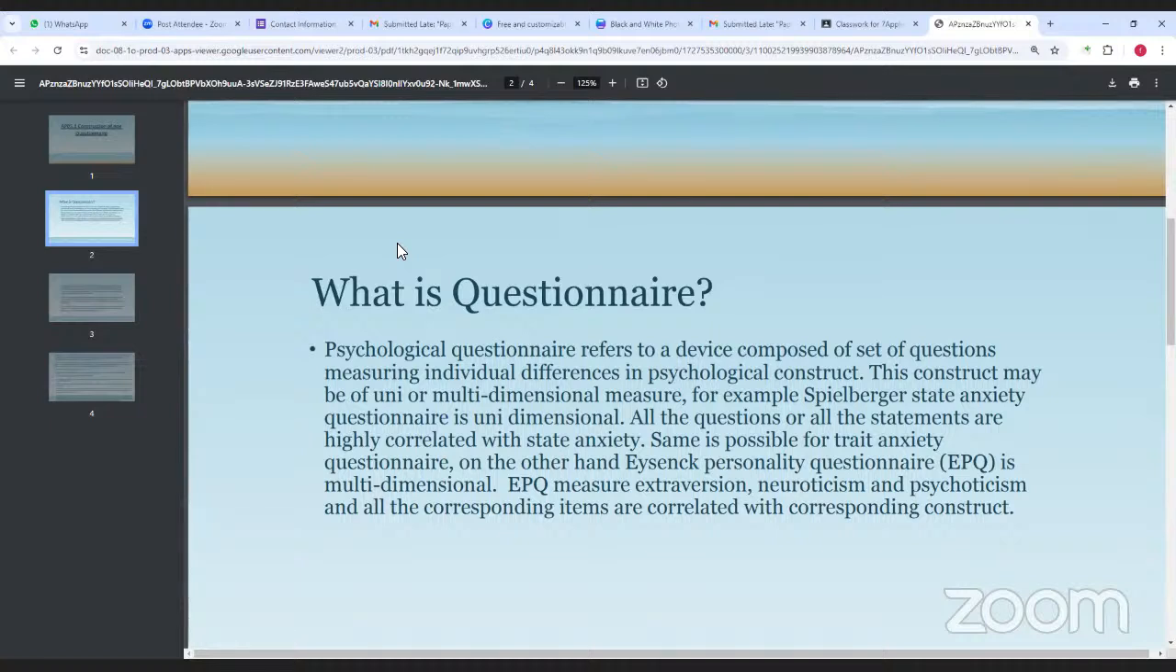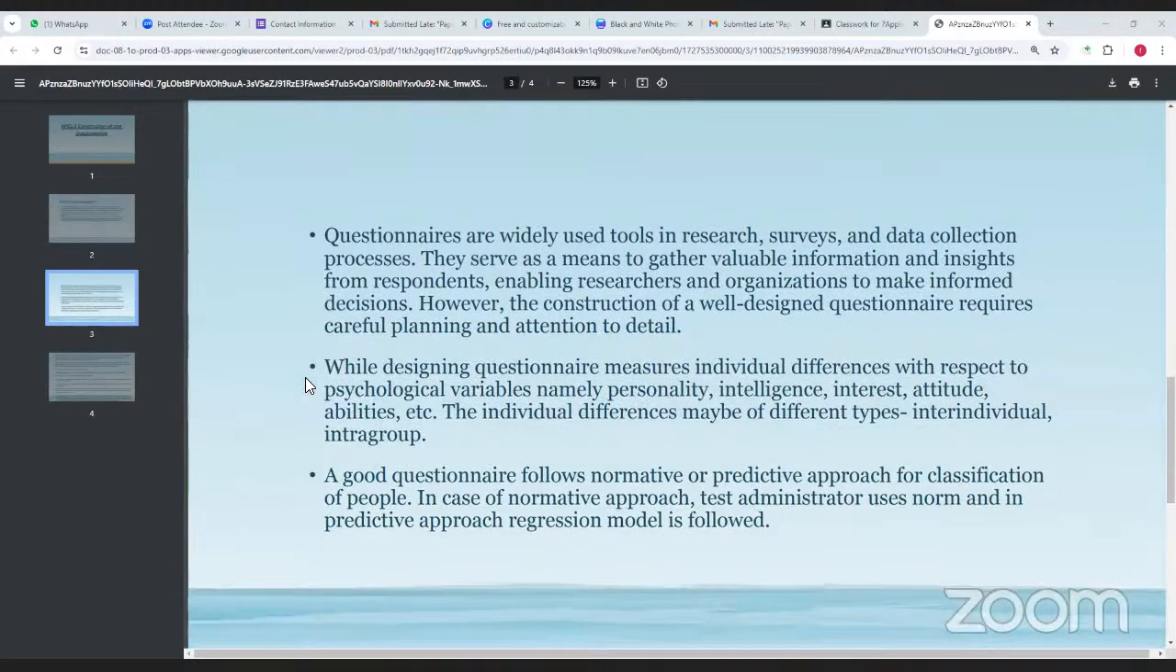For example, Spielberger's state anxiety inventory. All the items are correlated with the total score. And if you do the factor analysis, then you will find only one dimension. You will not get more than one factor.